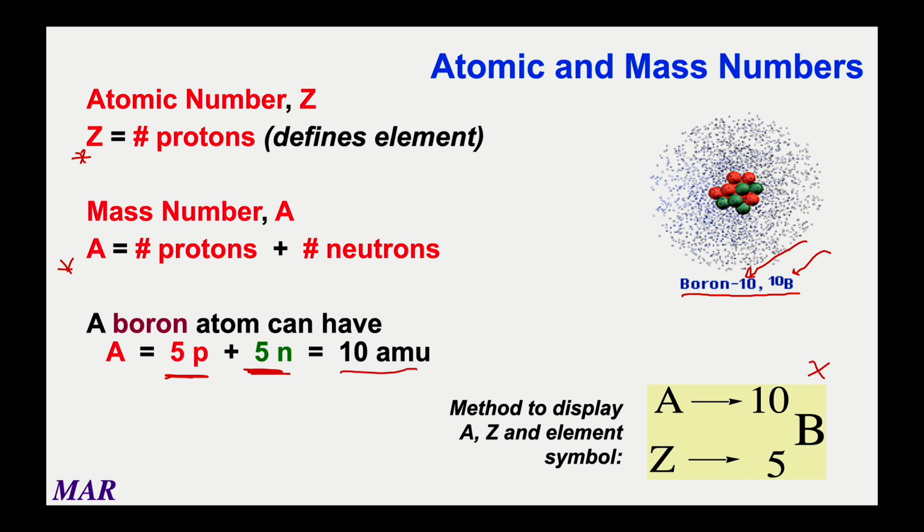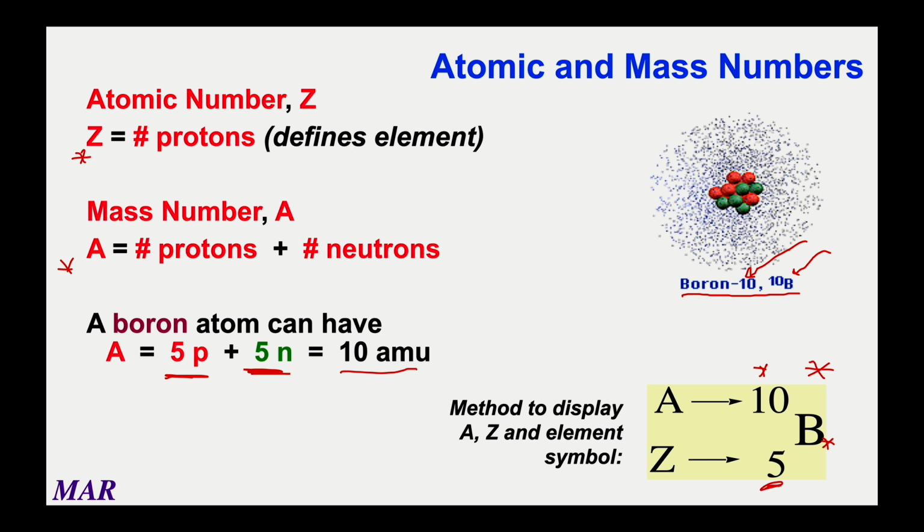The ultimate way to write an isotope is like this. The lower left-hand number is the atomic number Z, the number of protons. The upper left-hand number is the mass number, that's protons plus neutrons, and then the symbol for the element goes right there. This is my favorite way to write the isotopes, but you will see boron-10 or 10B sometimes.